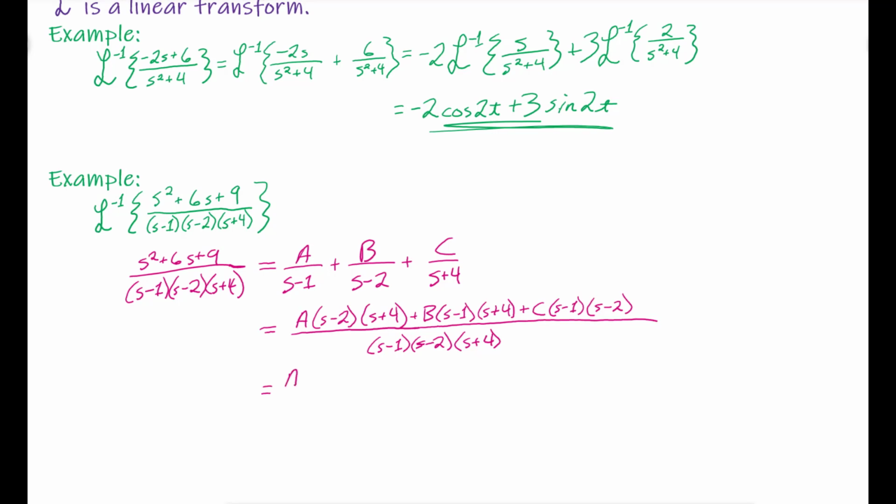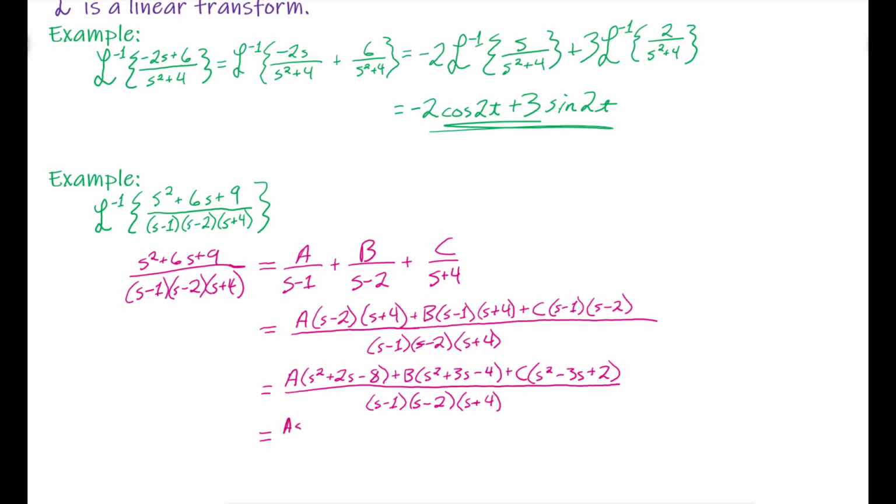So I'm going to have a times the quantity s squared plus 2s minus 8, plus b times s squared plus 3s minus 4, plus c times s squared minus 3s plus 2. Denominator remaining the same still. And continue, distribute my a, b, and c and put the like terms together.